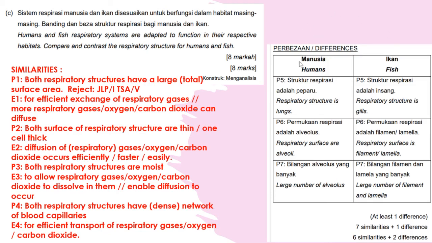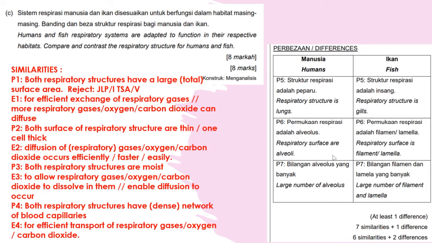Now we go to the differences. That is the similarities, and now the differences. Maybe this one does not have a lot of differences, so here you are given only three differences. But the difference must be on the same characteristic. For example, point number five: the respiratory structure is lungs for humans, and for fish the respiratory structure is gills.